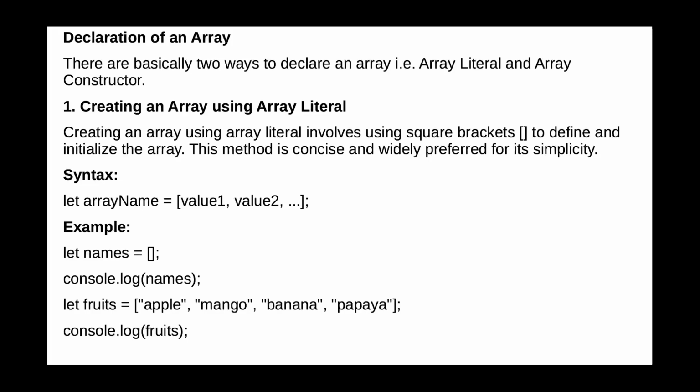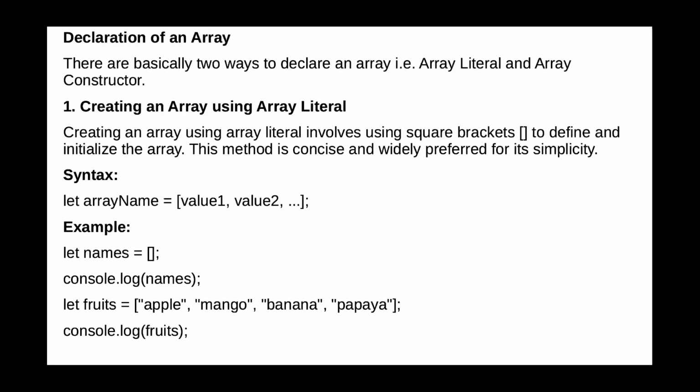So first is creating an array using array literal, that is shorthand. Creating an array using an array literal involves using square brackets to define and initialize the array. This method is concise and widely preferred for its simplicity. So the syntax is, first we use the let keyword and next we add the array name, then equal, then in square brackets we add values. For example, the array name is names and in square brackets we add some values, or you can also initialize it empty.